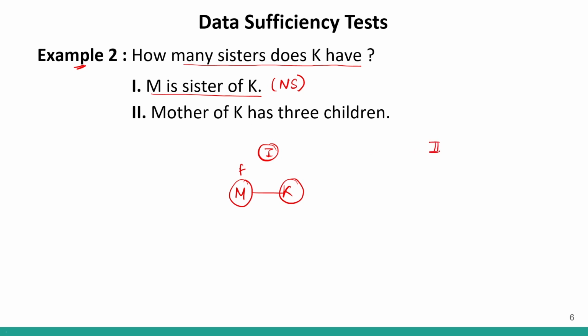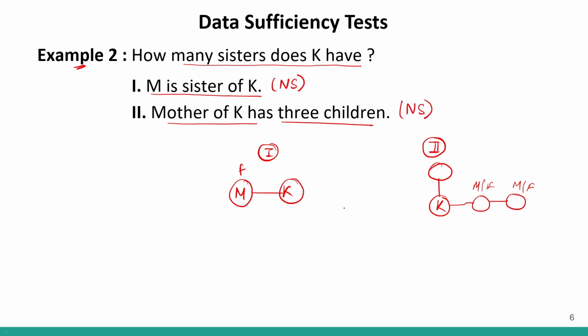Now let us look at statement 2. Statement 2 says that mother of K has 3 children. So K has a mother, okay? K has a mother. Who is the mother of K? That is not known to us. But she has 3 children. That means K has basically 3 siblings. Together there are 3 siblings. But how many sisters does K have? Can we identify? No. Because we don't know whether they are male or female. Correct? We don't know whether they are male or female. So I can say that statement 2 is also not sufficient.